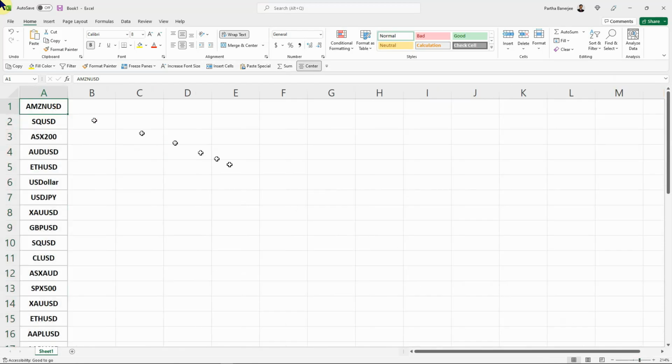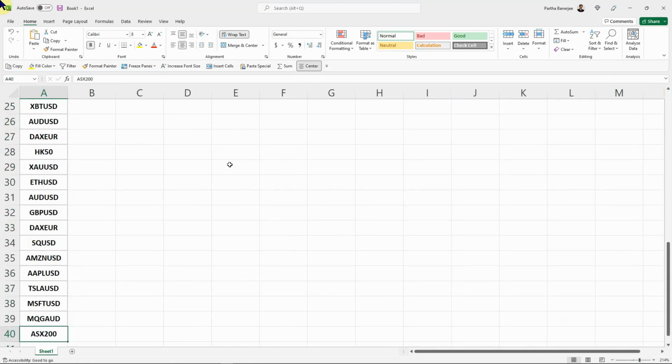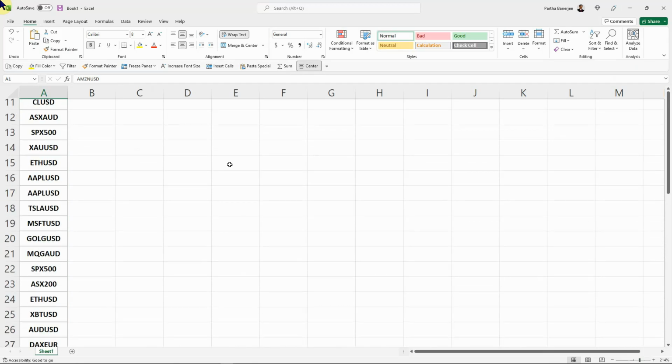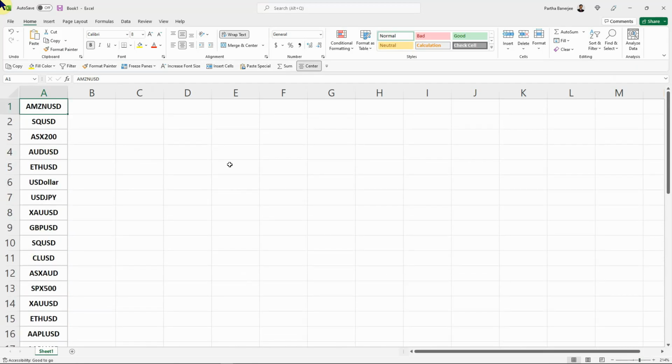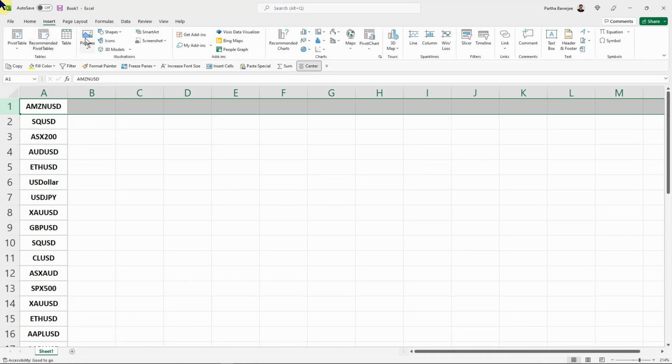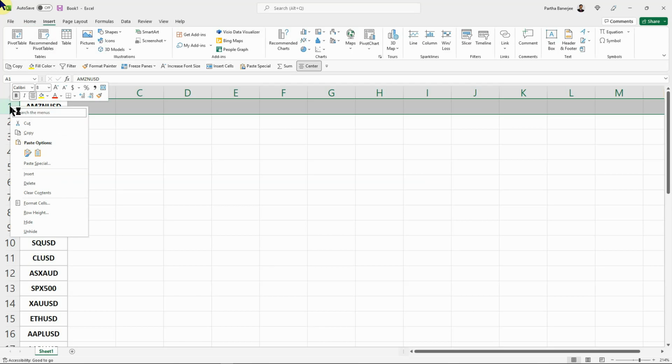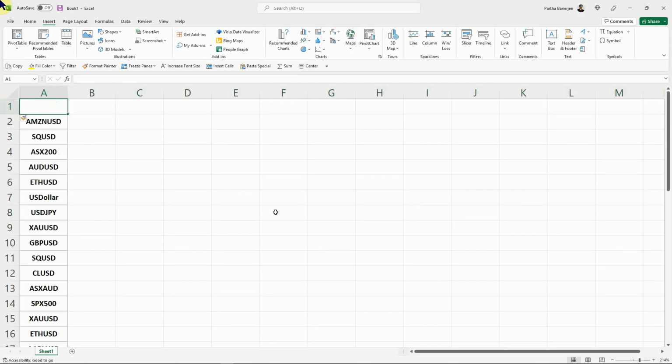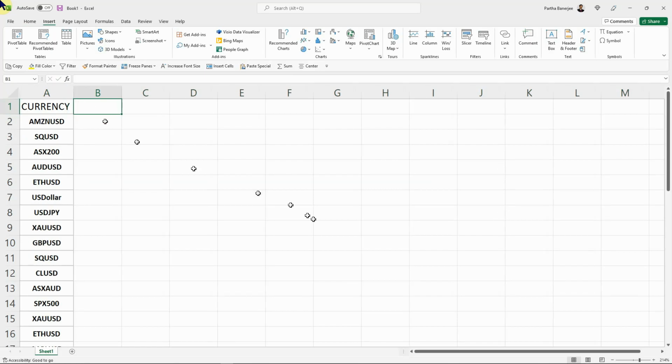So from A1 to A40, can you all see my screen? Everyone? Yes. So this is a beautiful thing which you can do. Insert one row. You can right click and then do row, insert. You can write currency here. This type of analysis can help you in any sphere of life, I think.